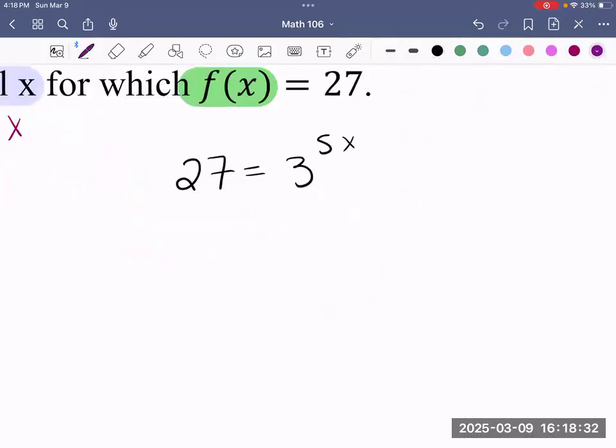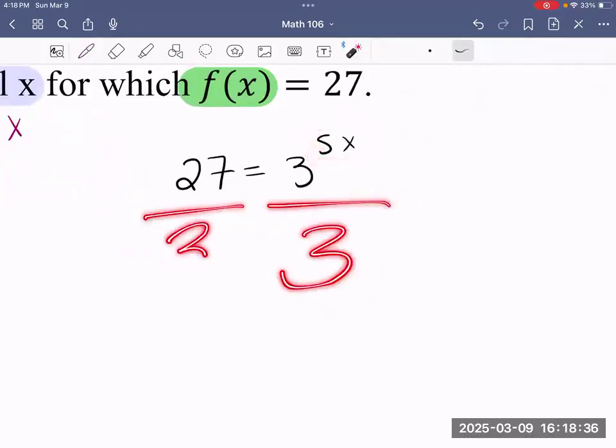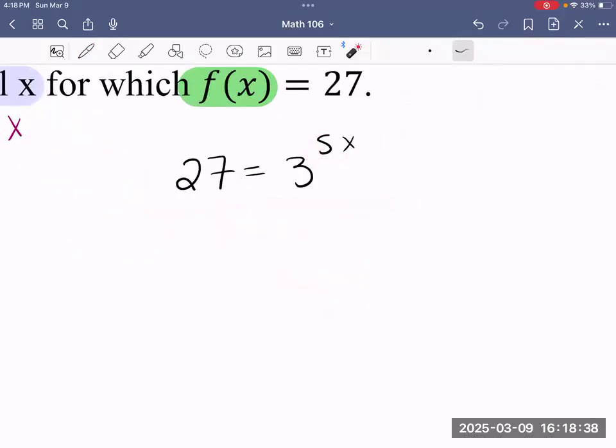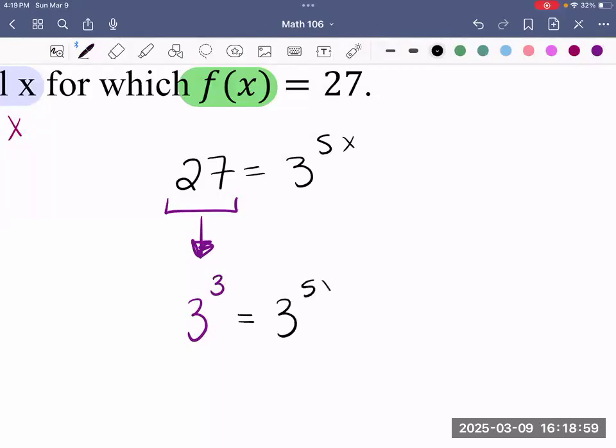So in order to get your exponent down, we cannot just divide by 3 to the 5th, because it is directly attached. This is going to be some sort of numerical value. So instead, let's try and match your bases. Let's try and match 27 to have a base of 3. So 3 to the what power is equal to 27? Well, 3 to the 3rd is equal to 27, which is equal to 3 to the 5x. So that can kind of just follow through.